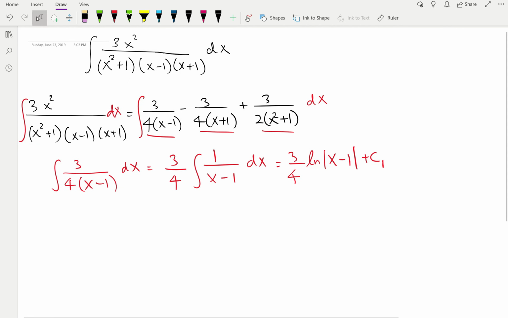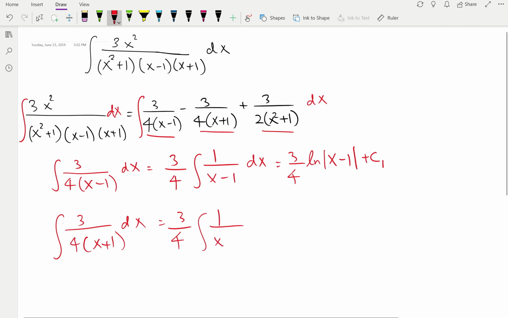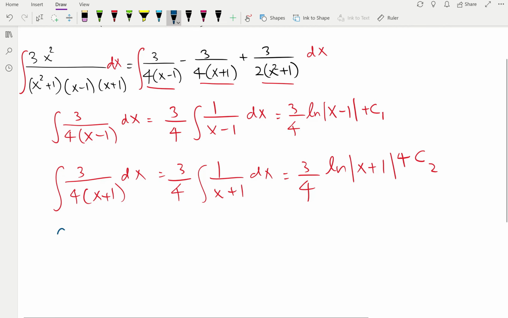Perfect. Now if you take the second integral, 3 over 4 x plus 1, again super easy. We can take 3 over 4 out, just integrating 1 over x plus 1. Just like the previous integral, it's 3 over 4 natural log absolute value x plus 1 plus arbitrary constant, let's say c2. Okay, so the complication is the third one. Third integral, 3 over 2 x square plus 1. So let's take that 3 over 2 out.